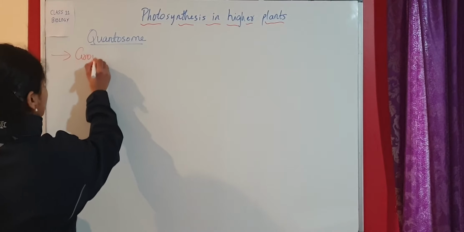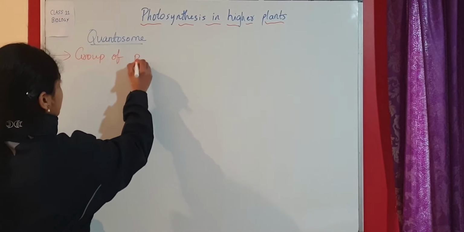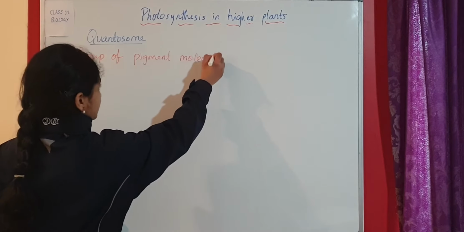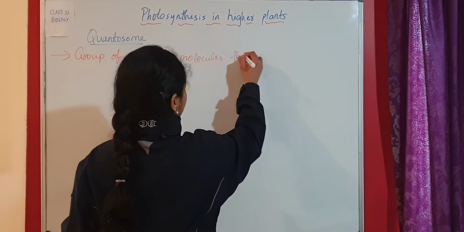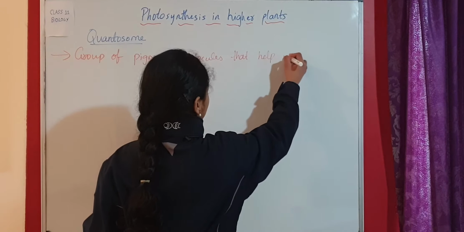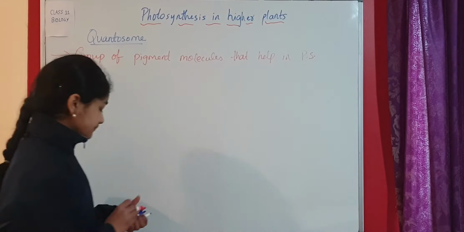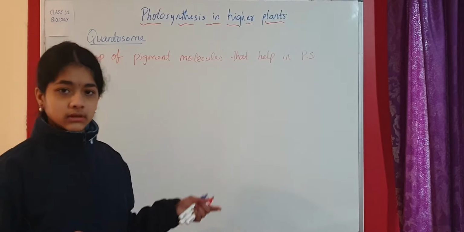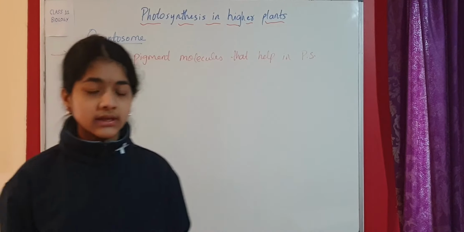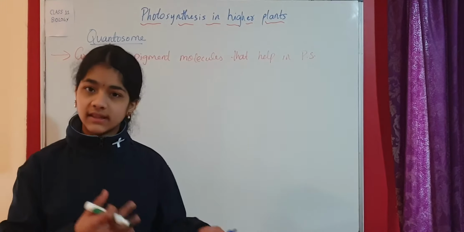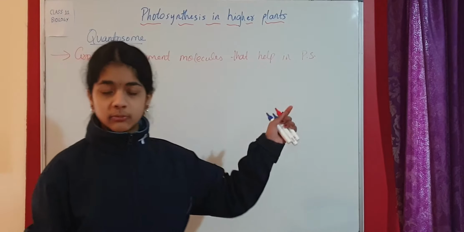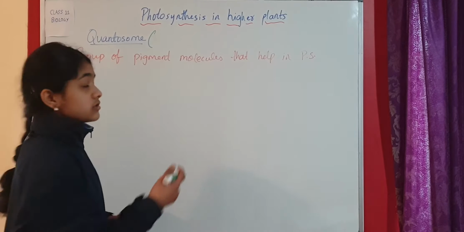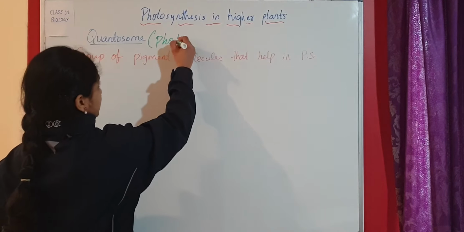Quantosome is a group of pigment molecules that help in photosynthesis. How do you define pigments in just two words? It's something that absorbs light, or it is light absorbing, and they help in the process of photosynthesis. This quantosome is also known as photosynthetic unit.